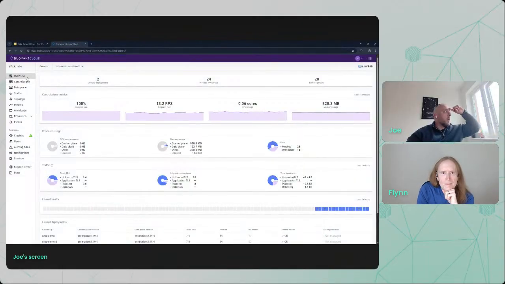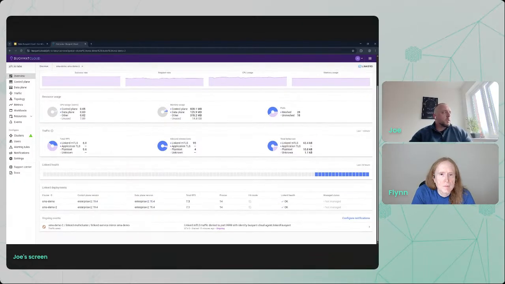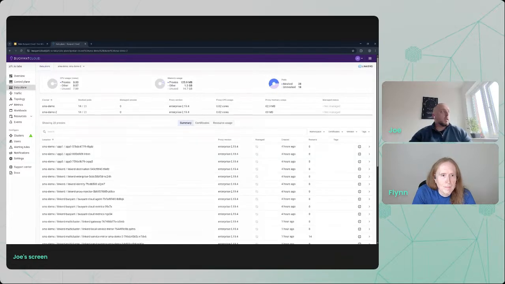Okay. So we are in the overview now. You can see at the top we've got 2 clusters selected. So we're in the overview page, but we've got 2 clusters. 2 Linkerd deployments, 24 mesh workloads, 28 proxies. And then you can see some of the control plane metrics that we talked about earlier: resource usage, traffic. And we can see there's an event there where some traffic's being denied to port 9999 from the agent.